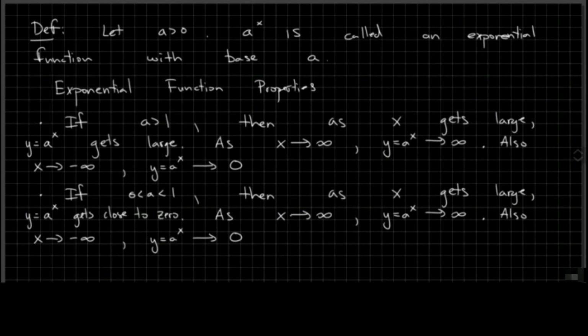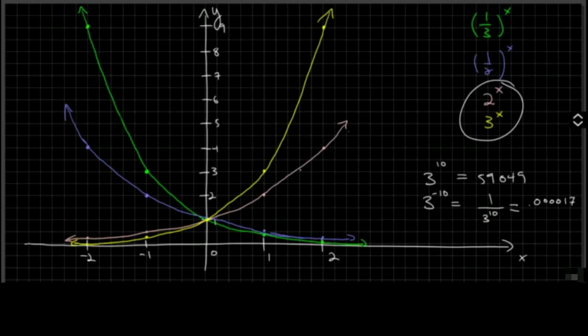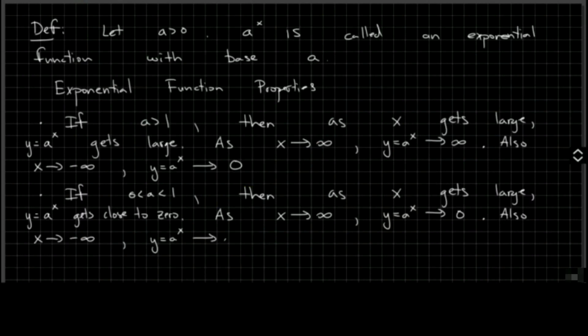The mathematical shorthand for this is as x goes to infinity, y goes to 0, and also as x goes to minus infinity, we know that from our drawing here, the y values are getting larger and larger, so the y values are going to infinity. Let's write down a couple more properties.